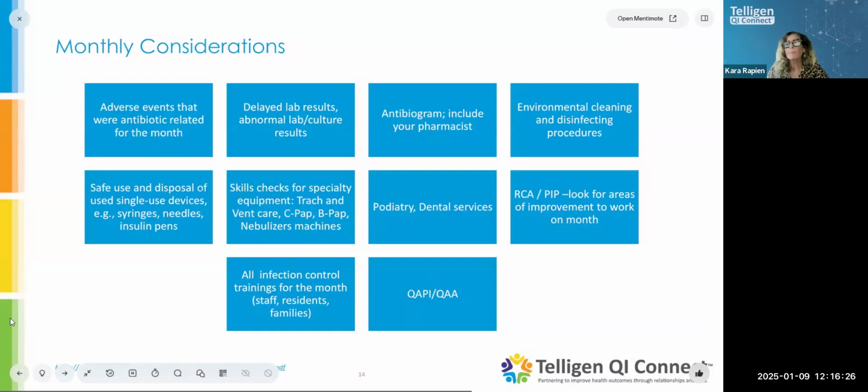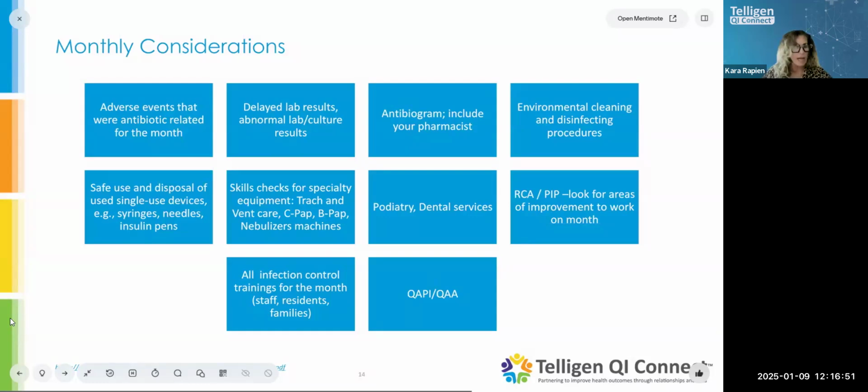So take a look at podiatry and your dental services. If they come into your building, do you ever observe their infection control practices while they're in your building? Do you ever speak with podiatry afterward to discuss the antibiotics that you all know, as well as I do, that they put these residents on after they've provided foot care to them?